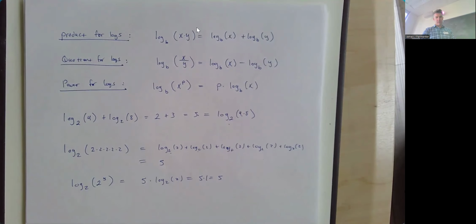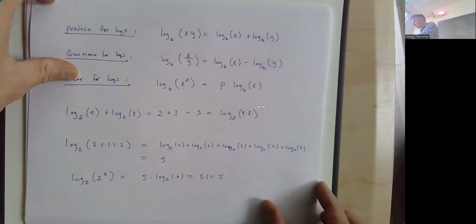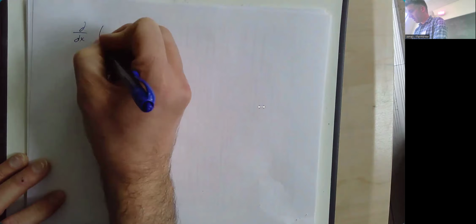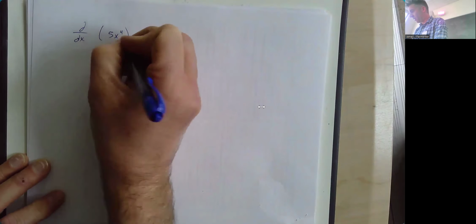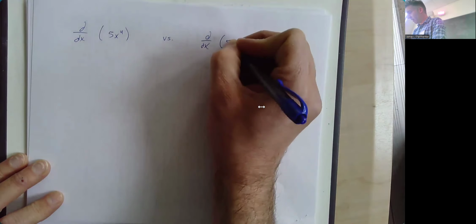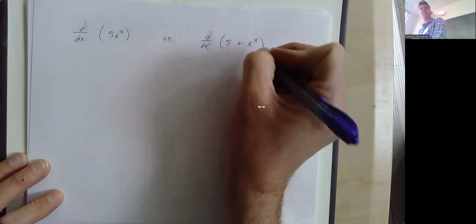And then the other question was, why didn't I differentiate the coefficients? Cool. So here's what I would say, and here's kind of the difference. It's kind of the difference between taking the derivative of 5x to the 4th versus the derivative of 5 plus x to the 4th.